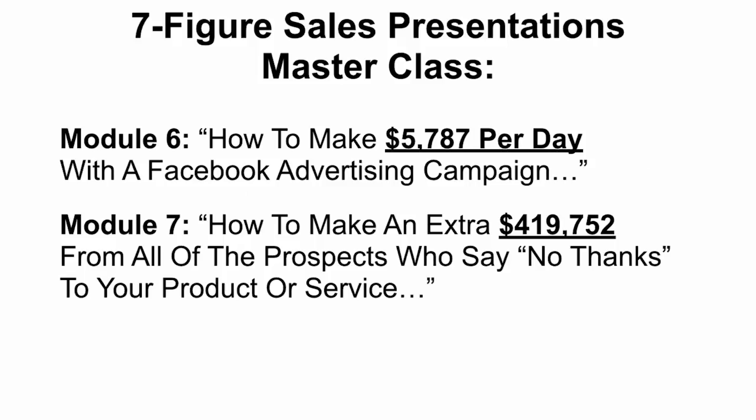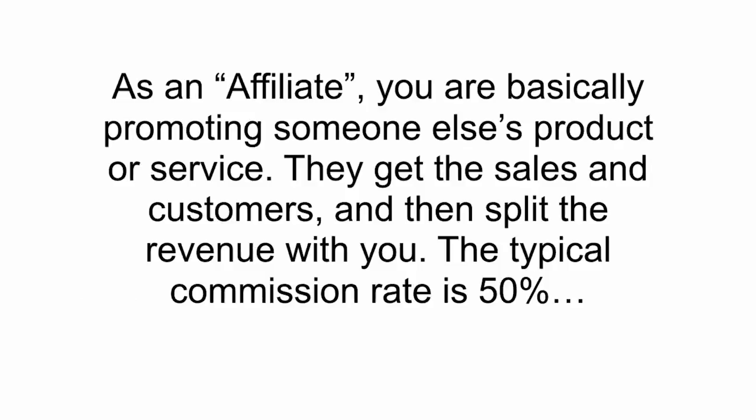So our 7th and final module is titled How to Make an Extra $419,000 from All of the Prospects Who Say No Thanks to your product or service. And in this part of the program, I'm going to walk you through one of my personal promotions which did exactly that. Now, real quick, for those of you who might not be familiar with the terminology that I'm using, as an affiliate, you're basically promoting somebody else's product or service. They get the sales and customers, and then they split that revenue with you. And typically a commission rate is about 50%. So if you promote a product that costs $100, you'd make a $50 commission.